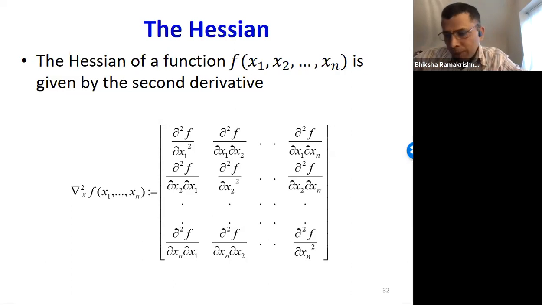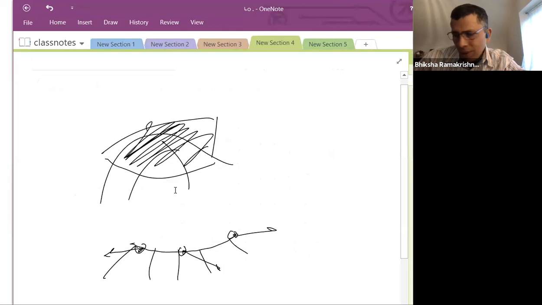Now, here's another property that you might find very useful. In fact, we're going to encounter it again. Now, here's what we found.